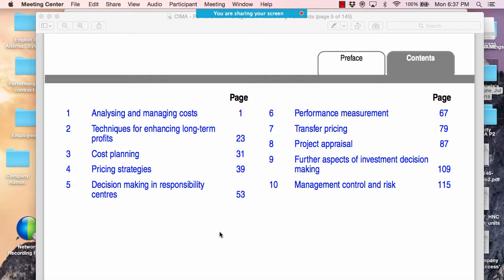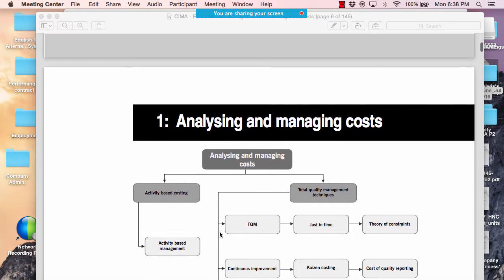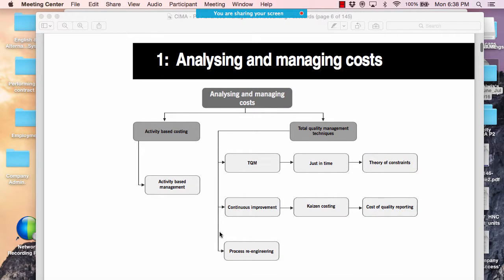So analyzing and managing costs and so on. So the first thing we're going to do, I've got here the past cards. What I want to go through very quickly is some of the key areas and also jump into questions, right? And see how we are faring with the questions. So let's say now analyze and managing costs.